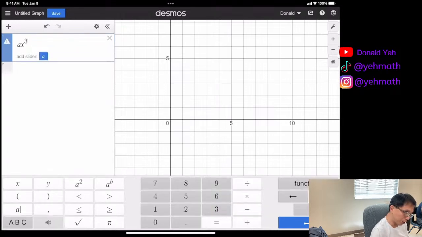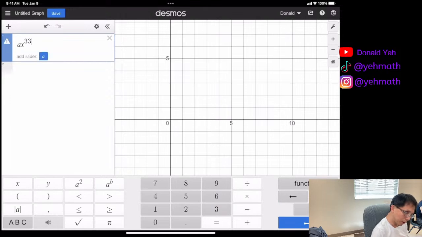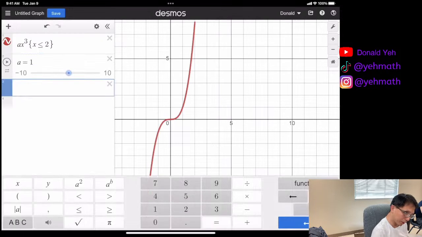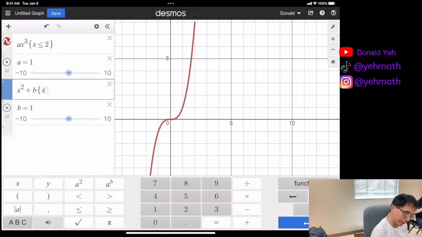With ax cubed, you should check on decimals, because that makes you better students because you can see it graphically. I'm typing in ax cubed, for x less than 2, and that's going to give you a slider for a. And then the other one is x squared plus b, and add a slider for b, in a brace, for x greater than 2.